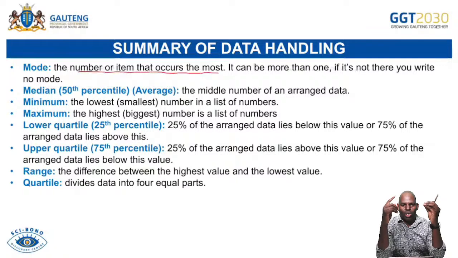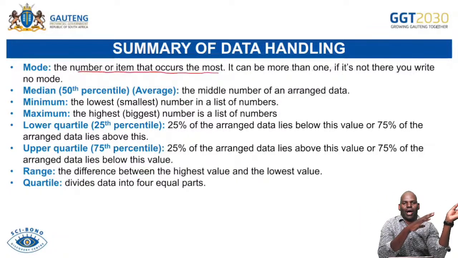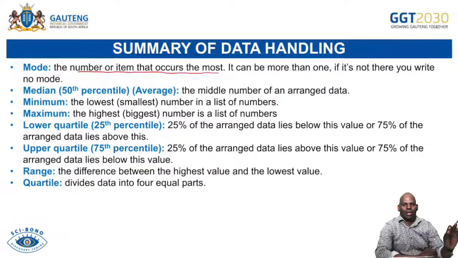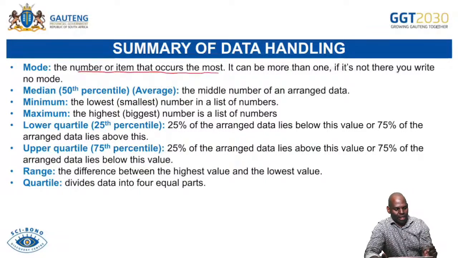But if there's only one that appears more than all those other items, then you only write one. And then if there isn't any data that appears more than other data values, then in that case we say no mode. You don't write 0, you must write no mode. Okay, so you must remember that.